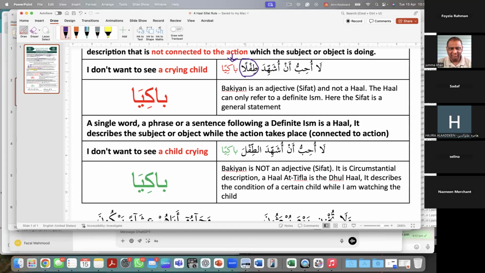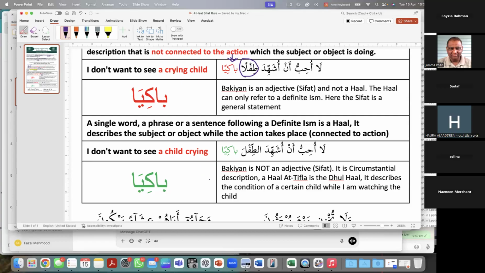So what does it mean? How shall I translate it? I do not want to see, to watch, a child who is a crying child. It's his quality. He is a crying child anyway. I do not want to see a crying child. It's his habit, his quality, his description. Do you understand? I cannot translate this as I do not want to see a child in the state of crying, which is the second one.